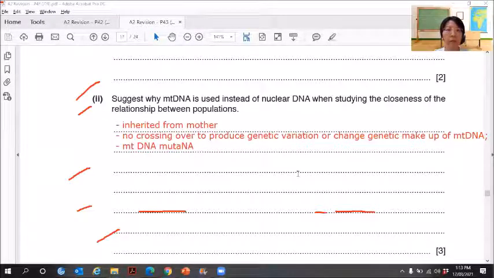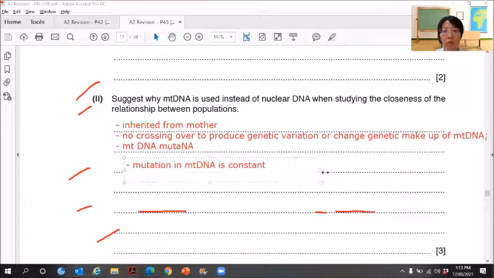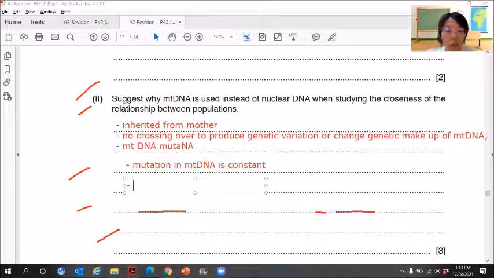Okay, and the mutation in mitochondrial DNA is constant. So you can base on the rate of mutation to know how long they have been subjected to the natural selection process from the original ancestral species.